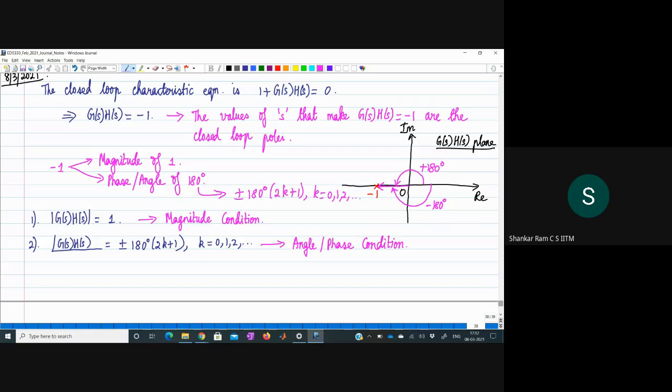And so consequently, since we know that minus 1 can be visualized in terms of its magnitude and phase as we discussed here, we can rewrite this equation G of S H of S equal to minus 1 as two equations. That is, the magnitude of G of S H of S being 1, and the phase of G of S H of S being an odd multiple of 180 degrees. Okay, so we get these two conditions: the magnitude condition and the angle or the phase condition.